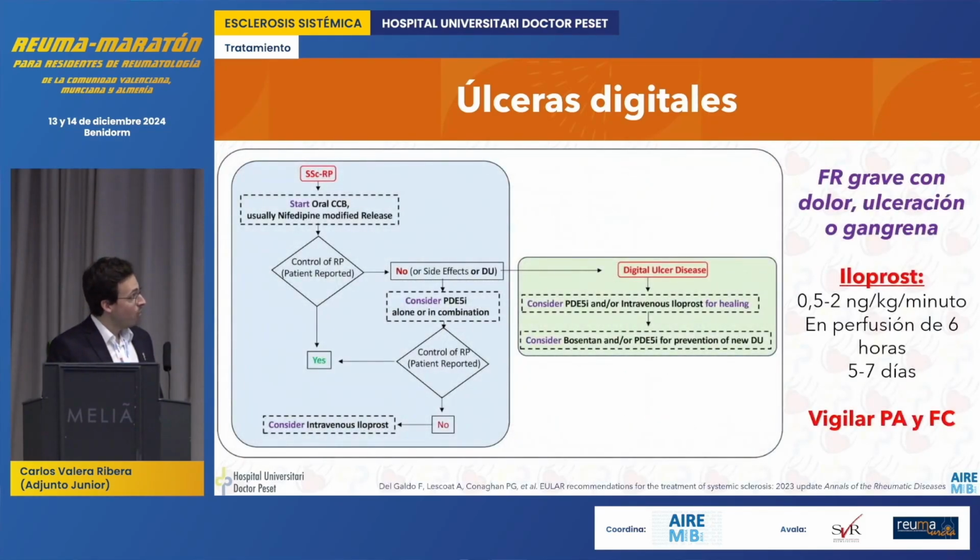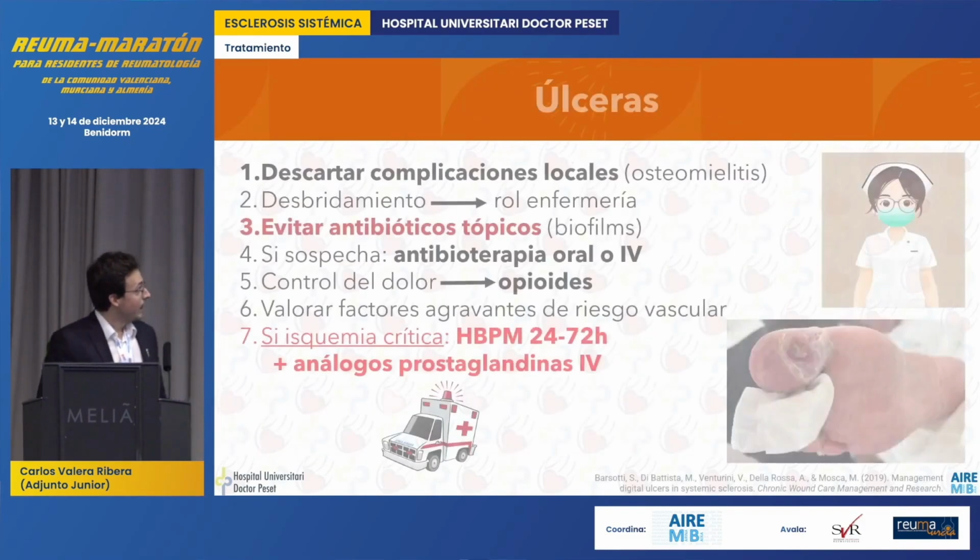This is the algorithm proposed by EULAR, which I just mentioned. Basically, remember that as a last-line treatment, prostanoids are used, specifically iloprost administered via a 6-hour infusion. This requires hospitalization and the patient must be monitored. It causes hypotension, pain, discomfort, so both blood pressure and heart rate need to be closely monitored.